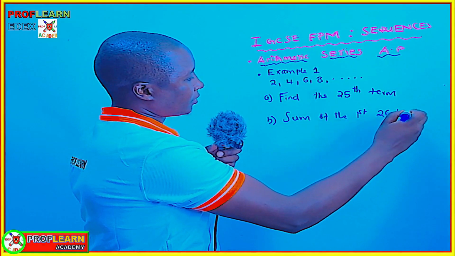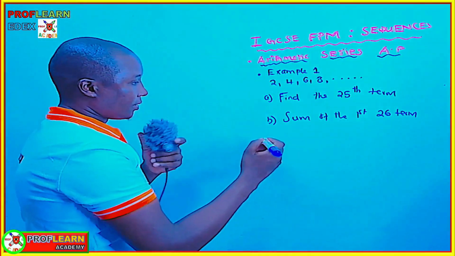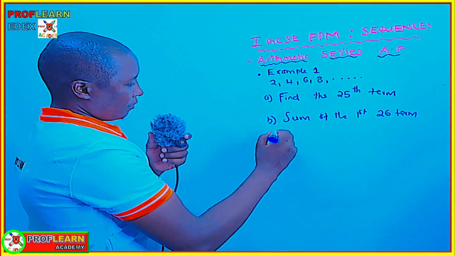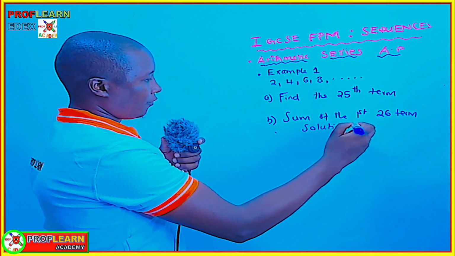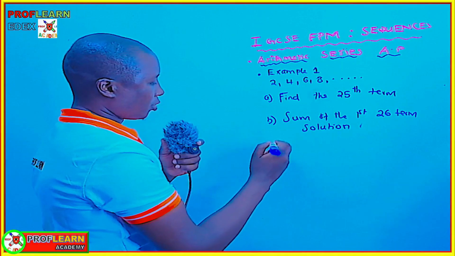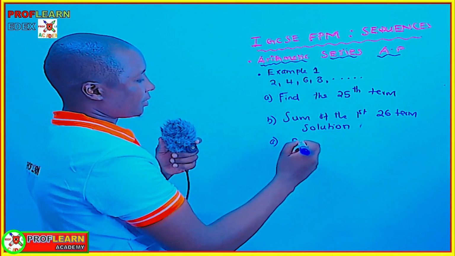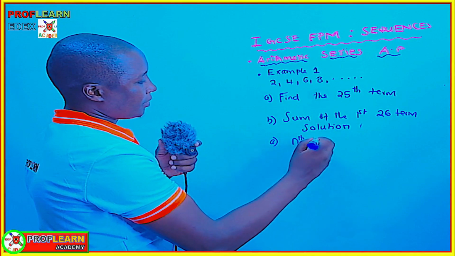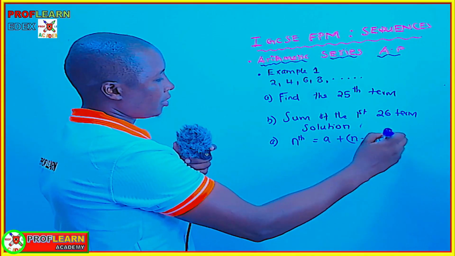"26 terms." So in that case, what you need to understand is that for you to find the solution of this question, the nth term for an arithmetic series is given by the formula a plus n minus 1 into d.